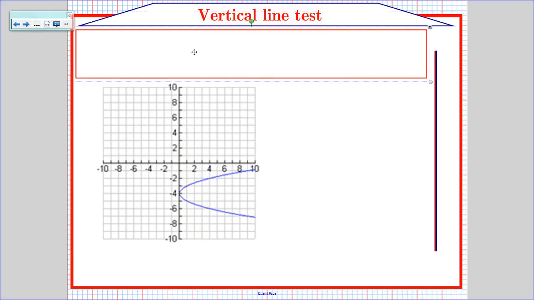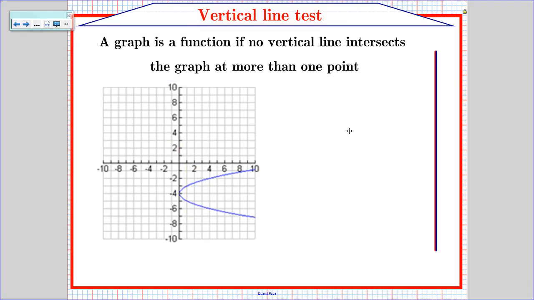So here is the vertical line test. A graph is a function if no vertical line intersects the graph at more than one point, or if a vertical line intersects a graph at more than one point, then the graph is not a function.